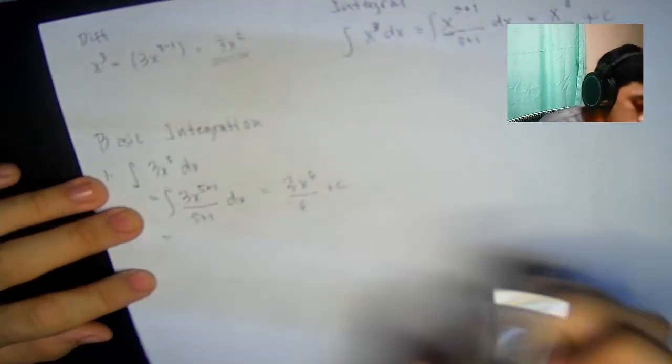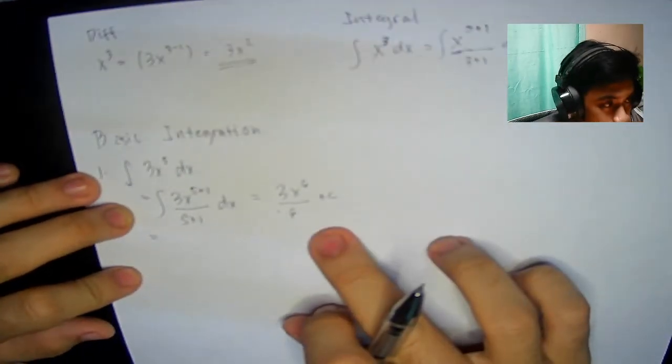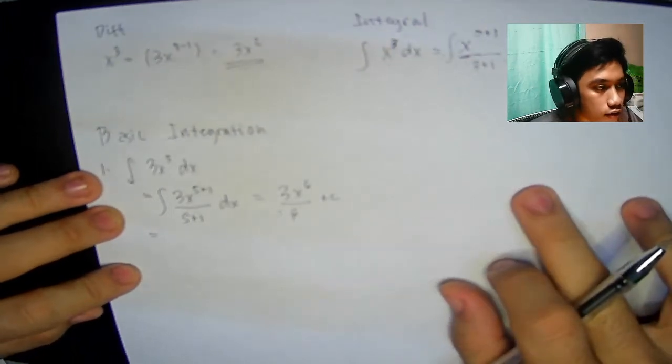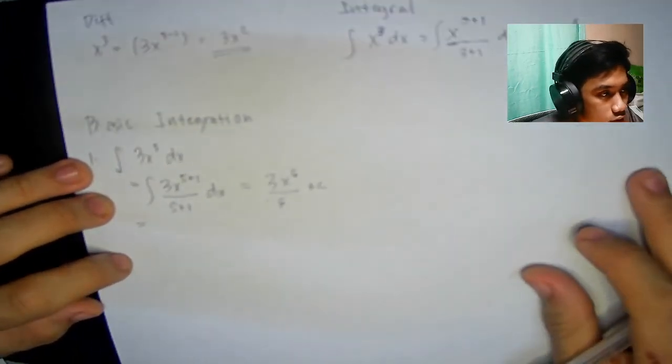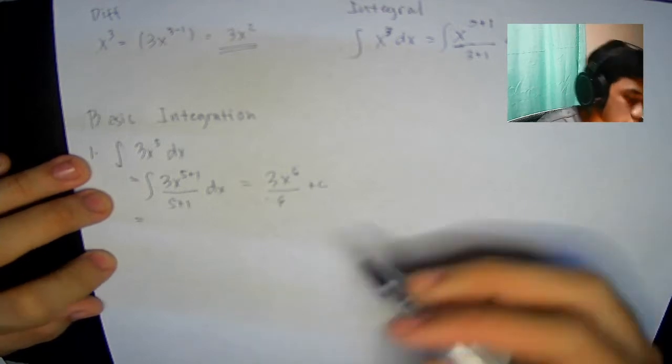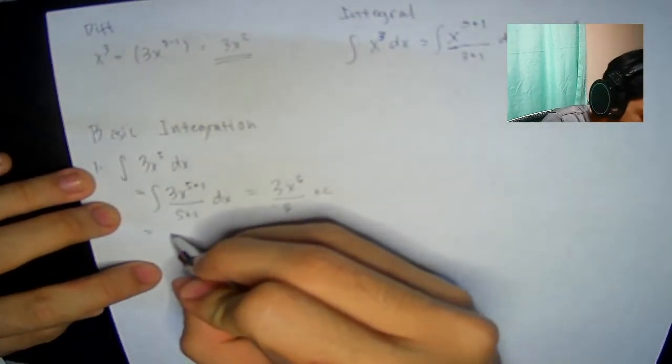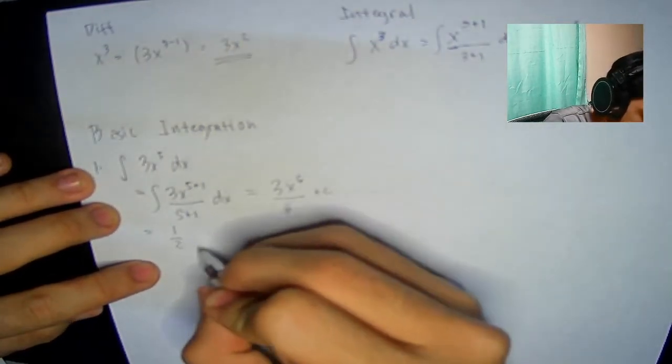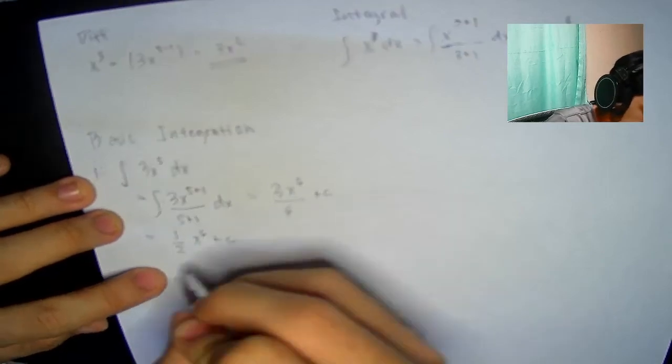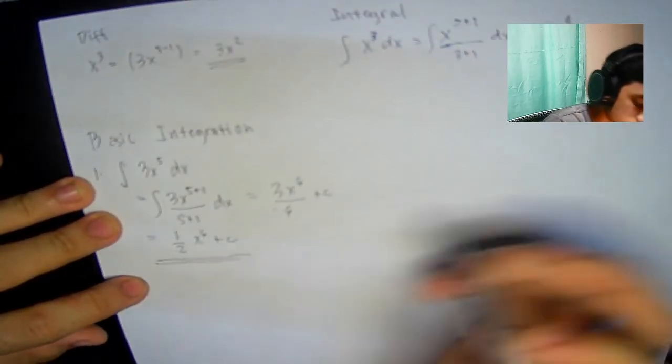But it is not our final answer. We can divide it or transform it into a much easier, more convenient function. So 1/2 x to the 6th plus c. So that's our final answer.